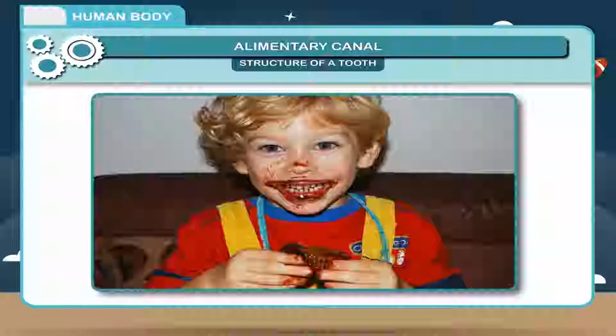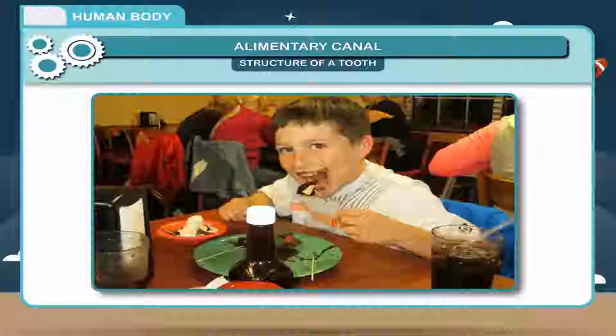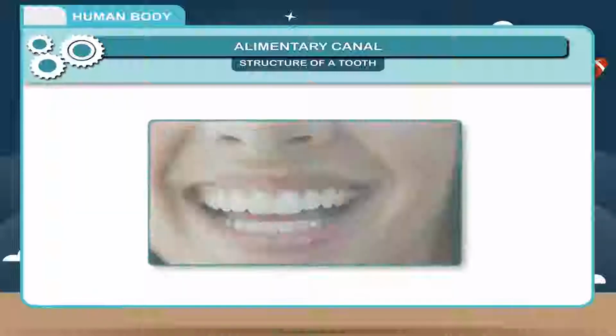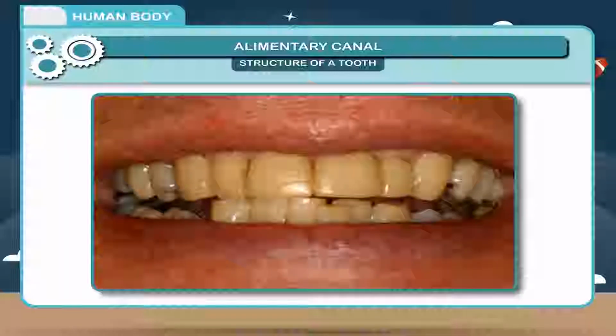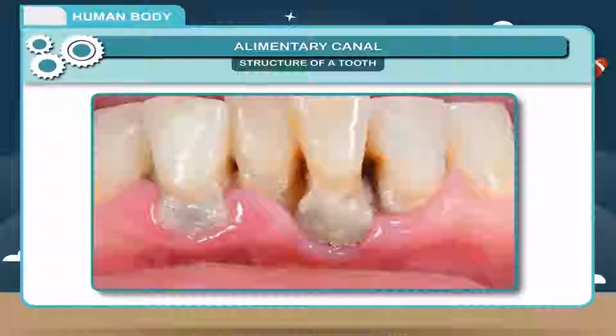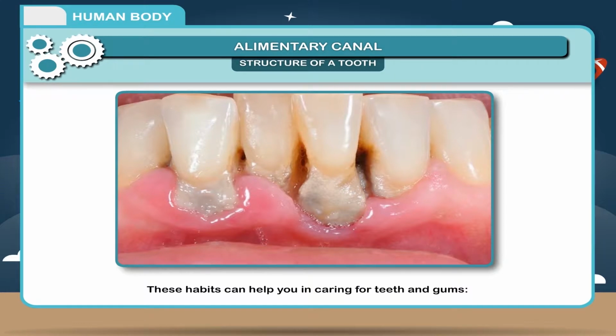It begins when bacteria act on sugars commonly found in foods. The bacteria produce harmful acids that attack the tooth enamel and form cavities. A sticky layer of saliva, mucus, bacteria, and food residues, which causes yellowing of teeth, is called plaque, which can cause gum disease. These habits can help you in caring for teeth and gums.